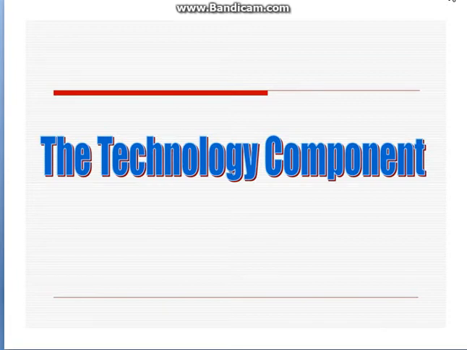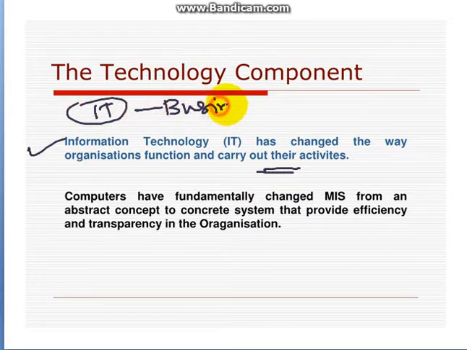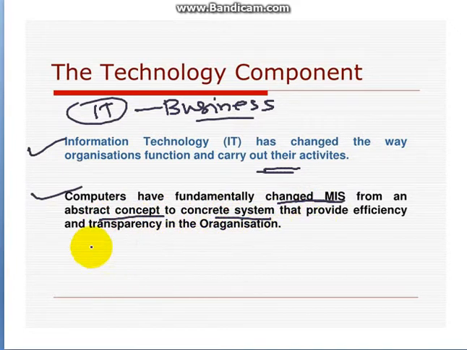Hello friends, let us begin with the technology component of MIS. So what is the technology component? Basically, information technology has changed the way organizations function and carry out their activities. Technology, especially IT, has tremendously changed a lot of businesses, how they work and how they function. Computers have fundamentally changed MIS from a concept to a concrete system, and they provide efficiency and transparency in the organization. So computers have basically changed how the system works.